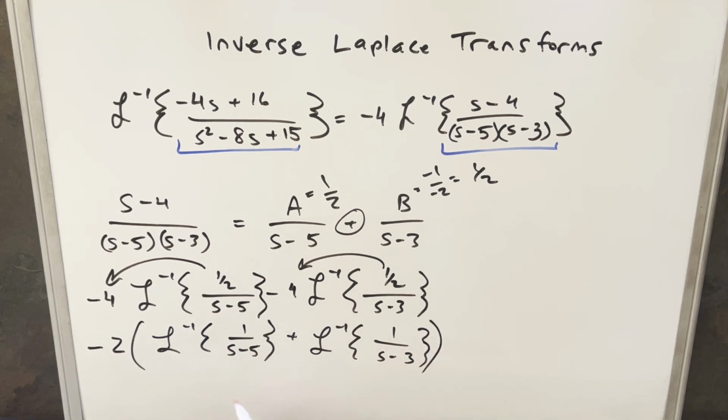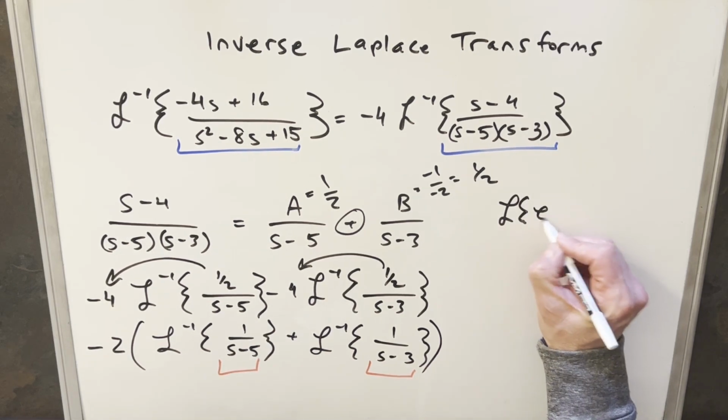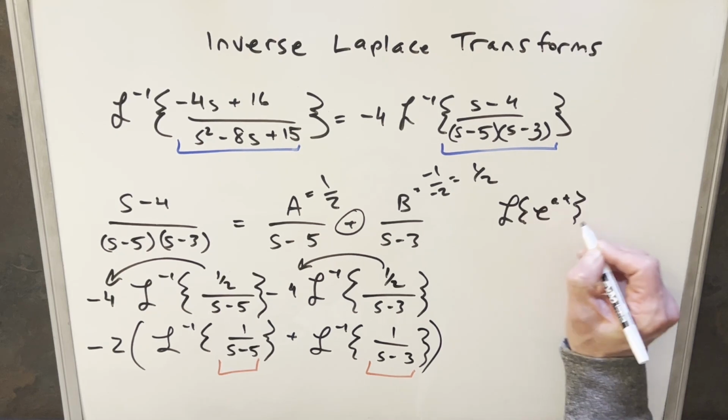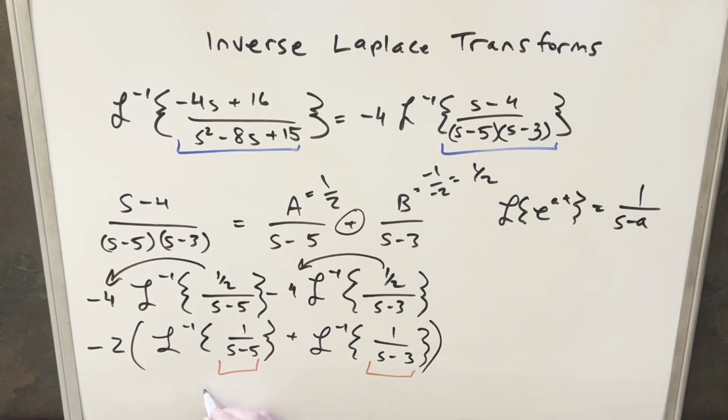But now here we've got a familiar formula for each of these that we can use. This is the same formula. What we can look at is something we did in one of the first videos, I think it was Laplace of e to the at, and this is going to be the same thing as 1 over s minus a. So in this case here, our a value would just be 5, and in this case here, our a value would be 3.